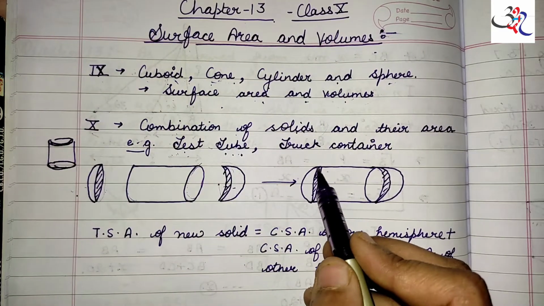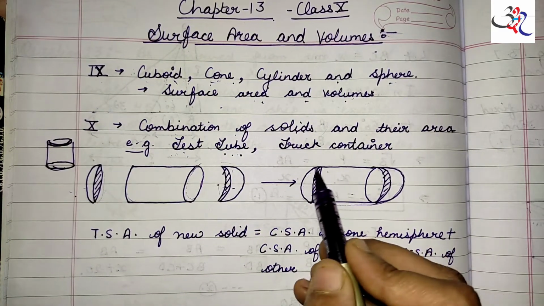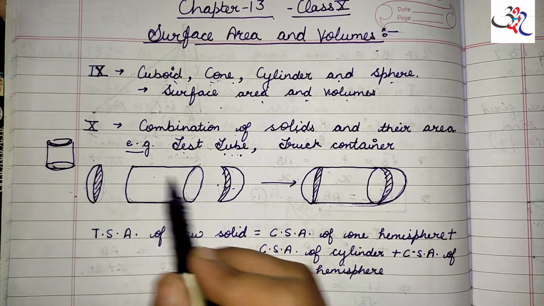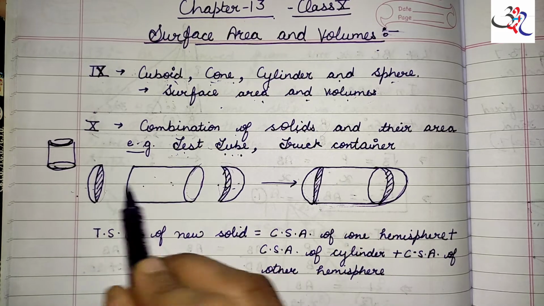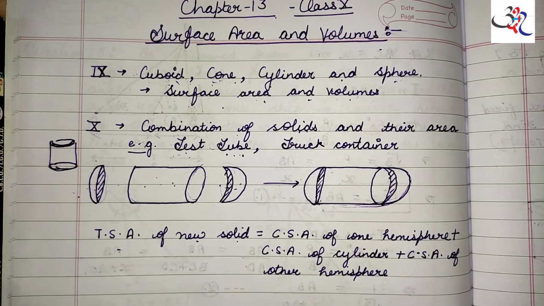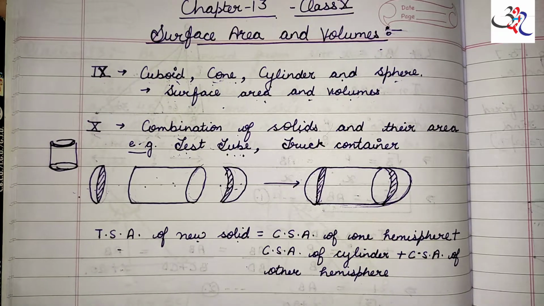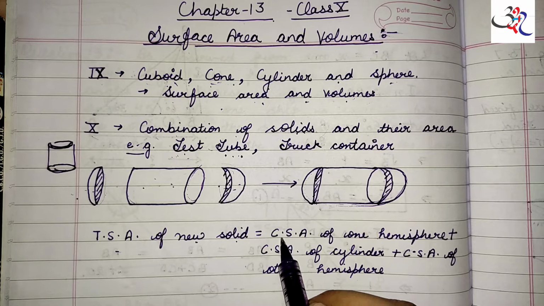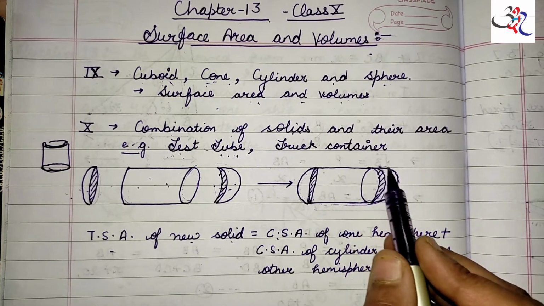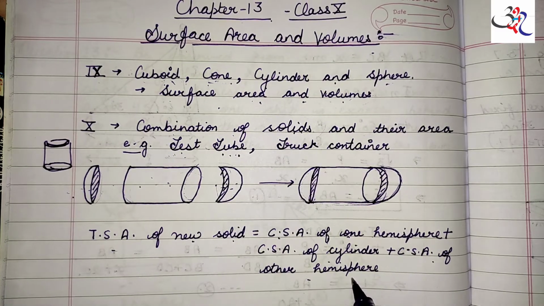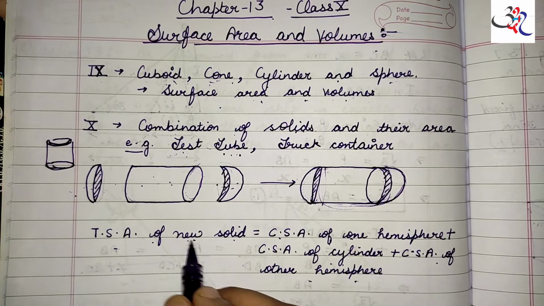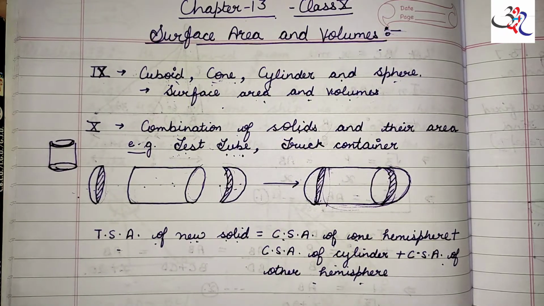So you can see very clearly that the total surface area of the new solid is going to be what? I will take out the curved surface area of the individual figures. So I will get the total surface area of my new solid. So what is it? Curved surface area of one hemisphere at one end plus curved surface area of the other hemisphere at the other end plus curved surface area of the cylinder. So this will be my total surface area of the new solid.